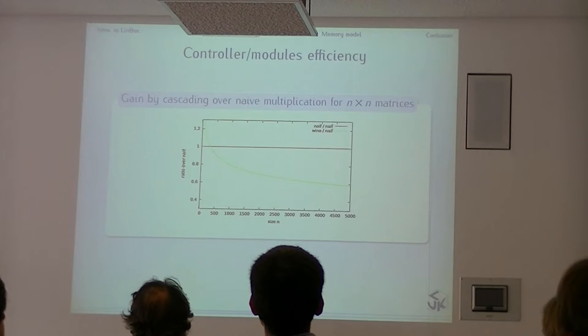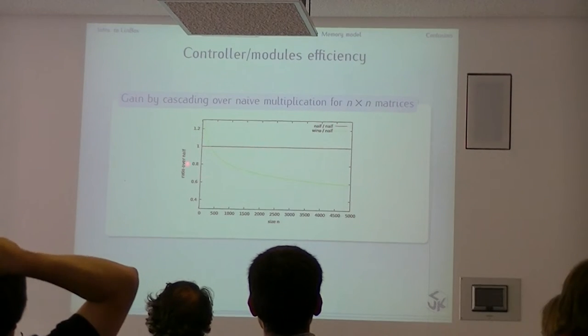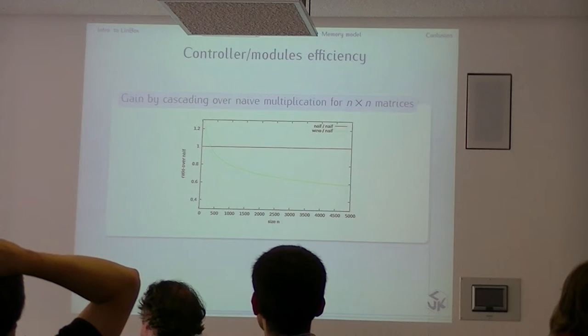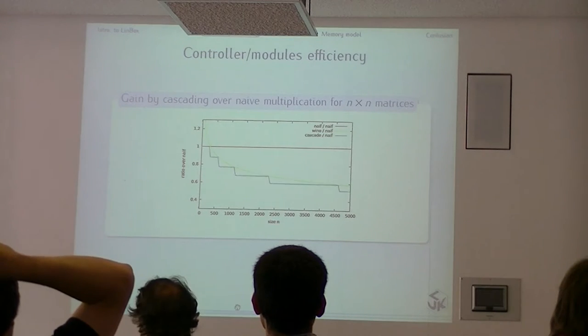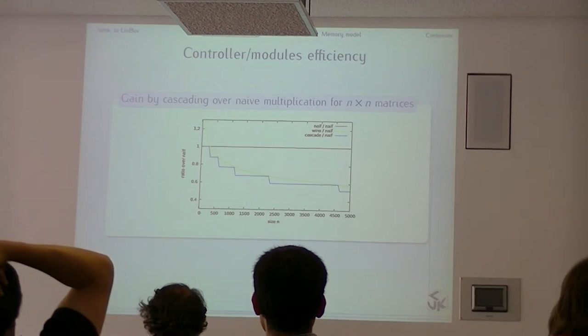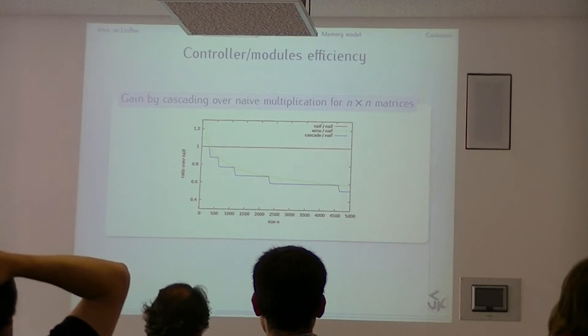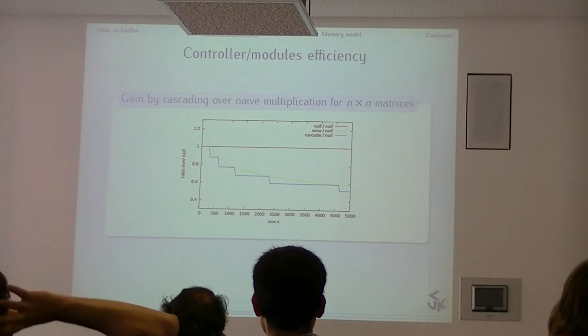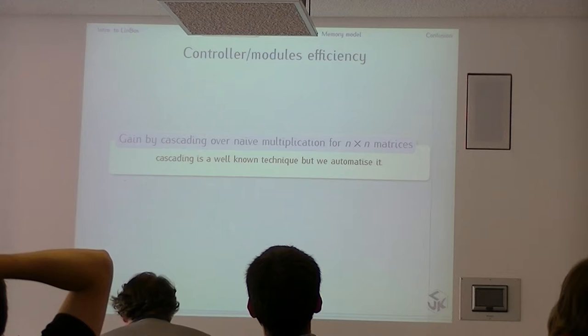automatized. Here you have the ratio of the triple loop over itself or over Strassen. There is a crossing point here. This cascading algorithm will always be better than both of them. That's pretty well known, and our architecture will just always select the best algorithm and be always better than those available. So yes, cascading is well known, but what we do is the way to automatize it.